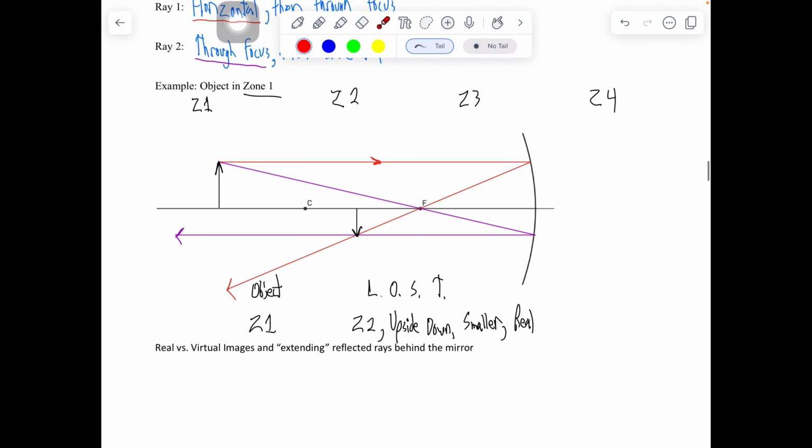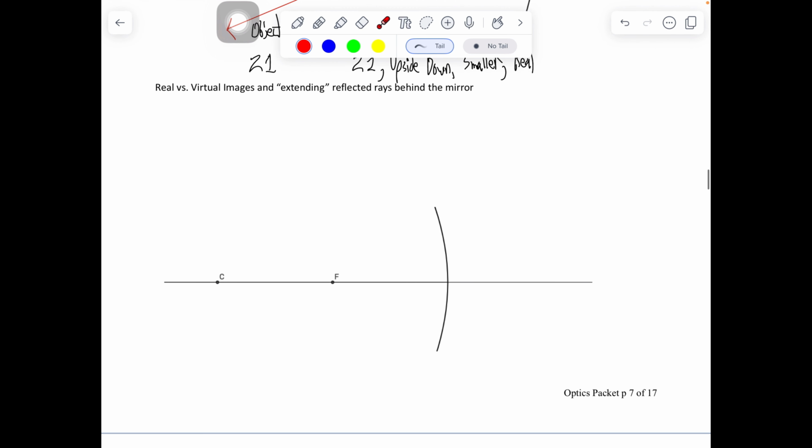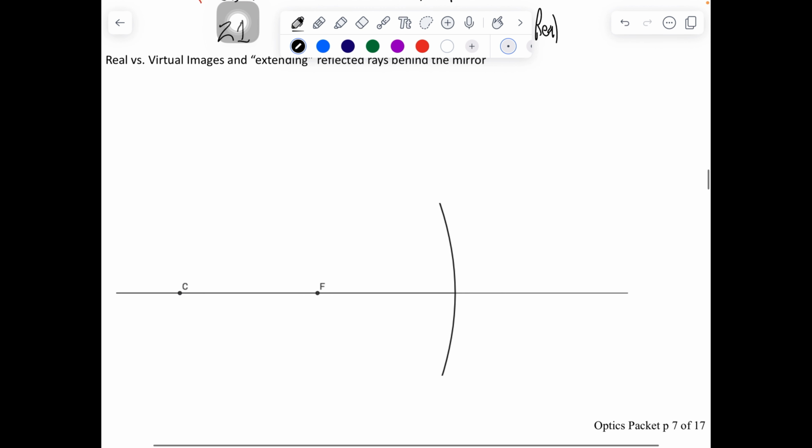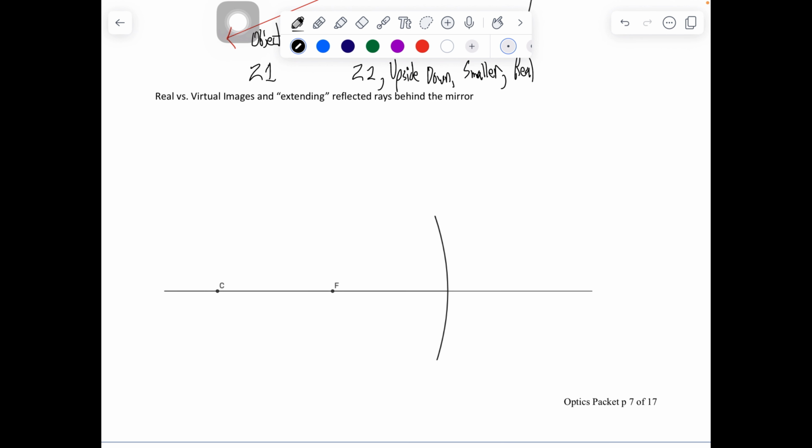If the object is in zone 1 or zone 2, I'll tell you right now, you are going to form a real image. But in zone 3, things get a little bit tricky. Let's imagine we have an object in zone 3. So let's just draw in our arrow. Nice straight line, not too tall. We'll draw in our arrowhead right there. Okay, we are now in zone 3. So what's going to happen? How are we going to draw this?